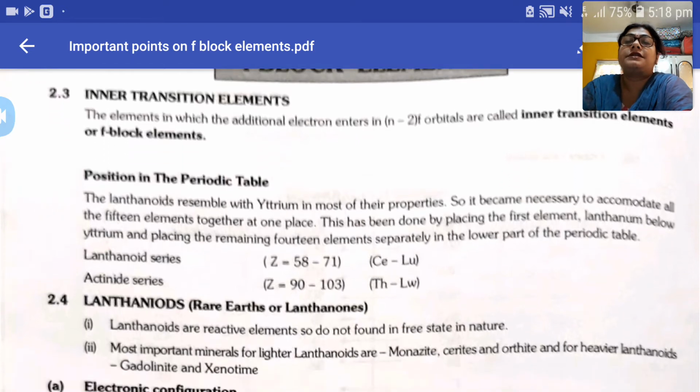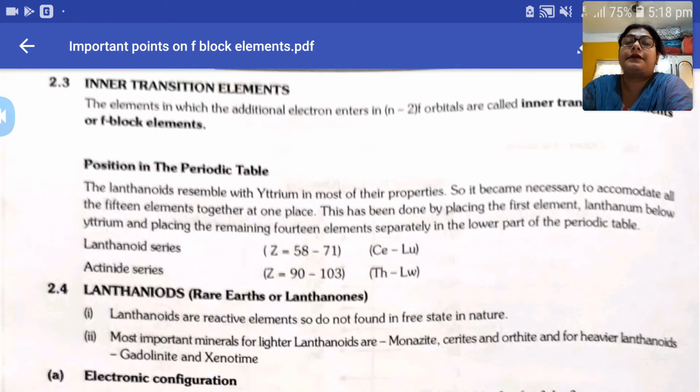Now let us see the position in the periodic table. We will see that at the bottom of the periodic table there are two series. The first one is the Lanthanide series and the next one is the Actinide series. In the Lanthanide series you will see the elements from atomic number 58 to 71, that is starting from cerium to lutetium. Then the actinoids you will find from atomic number 90 to 103, so we have the elements between thorium and lawrencium.